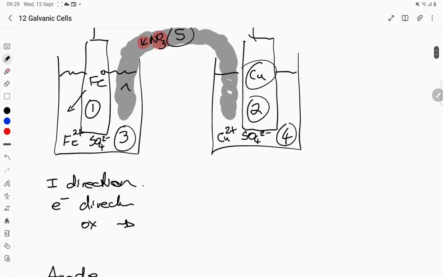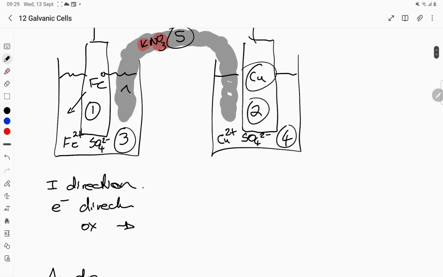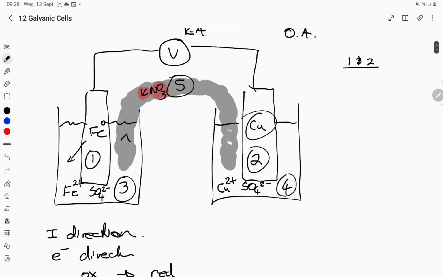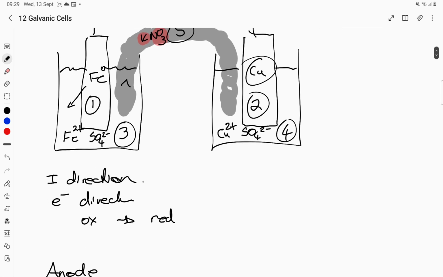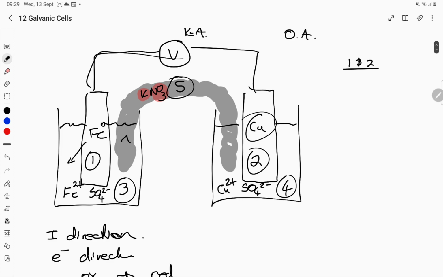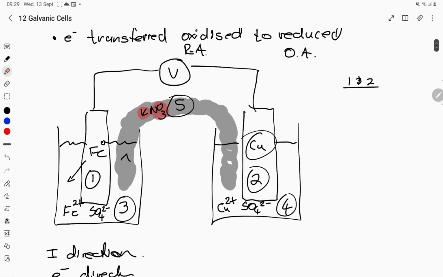The electron direction will be from the thing that's oxidized, in other words producing electrons, to the electrode that is being reduced, which is accepting electrons. That's your current direction. We're talking about electron direction. It's very important to think in terms of the electrons going through the wire at the top here, which is a nice way to indicate it.